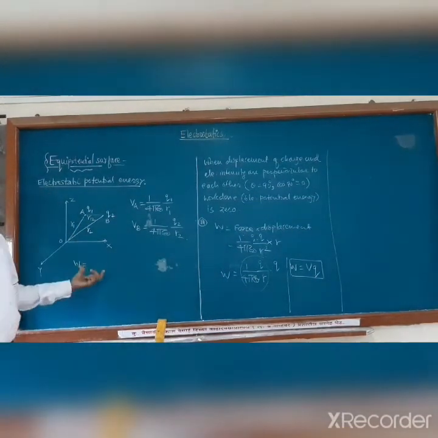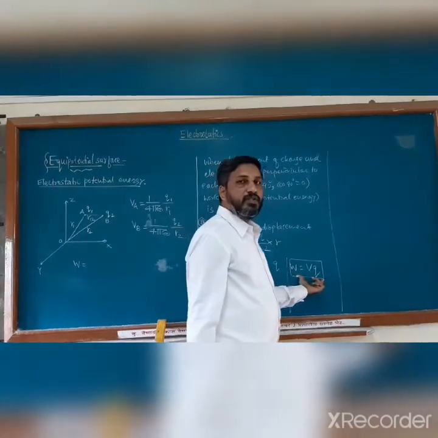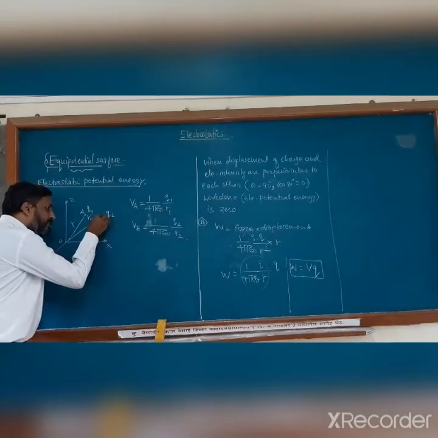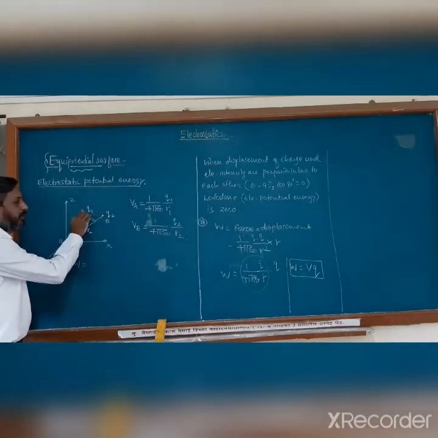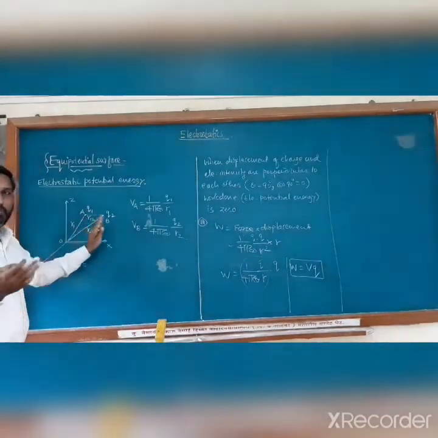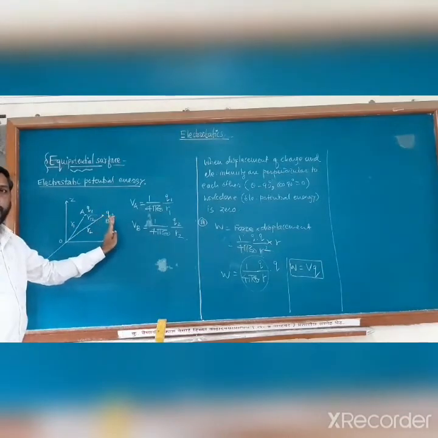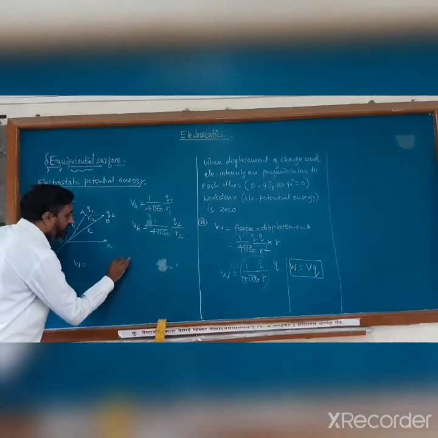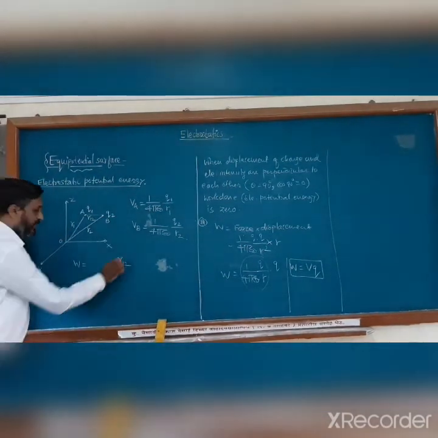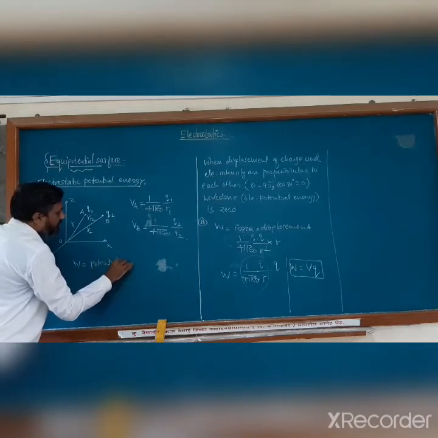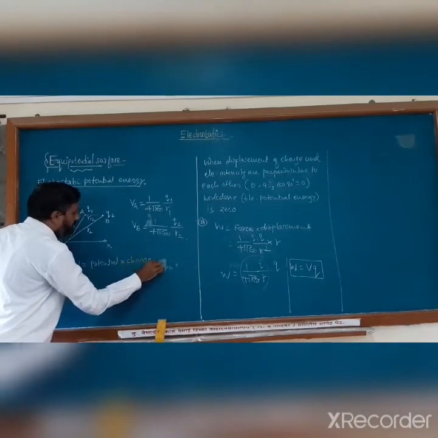Then how do you find the work done? The basic formula for work done is potential multiplied by charge. Here I am displacing the charge Q2 towards Q1. Remember, displacing Q2 towards Q1 means I am shifting the charge Q2 from point B to point A. The displacement is R12. So I am writing here electric potential multiplied by this charge.